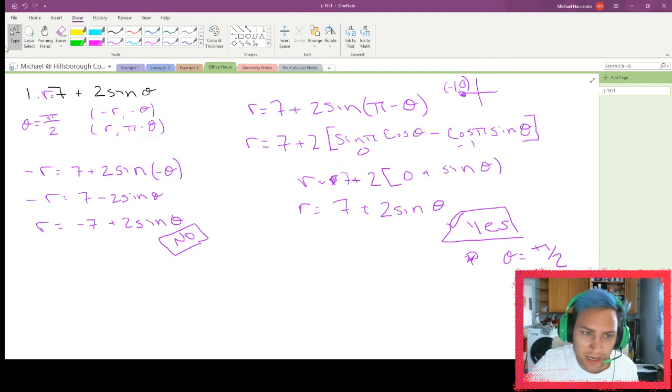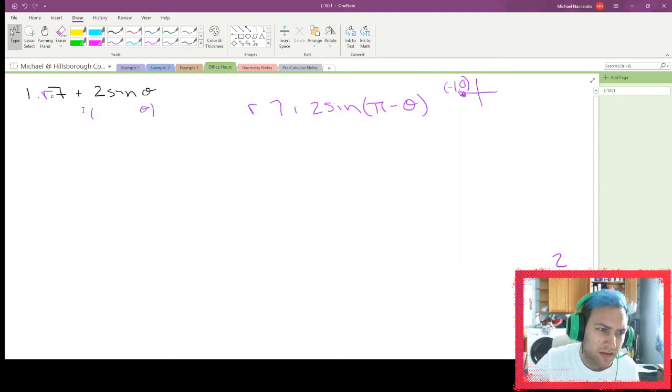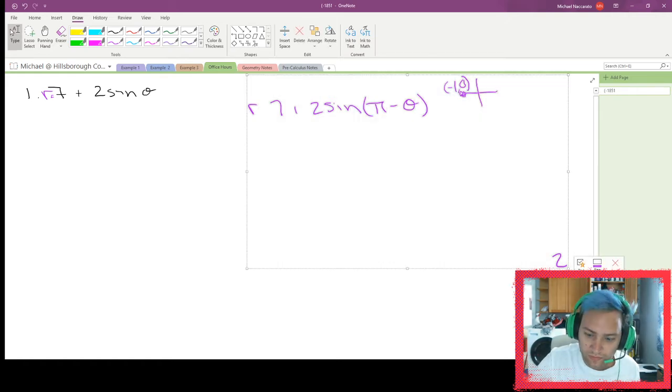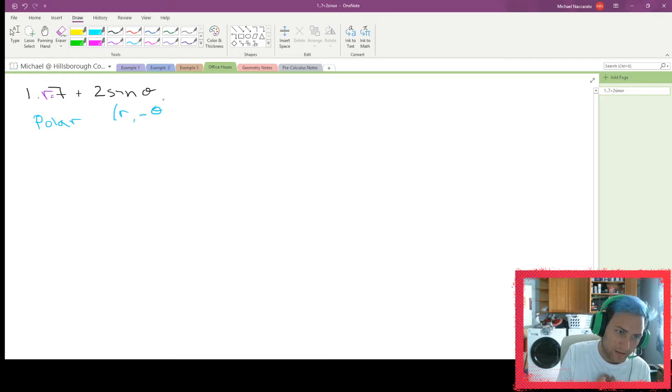All right, so now that we know that we have our theta equals pi over 2, let's go ahead and try the next set. Okay, so now I want to test if it has symmetry to the polar axis. Remember, to do the polar axis, what we're going to do is either replace it with r, negative theta, or we can replace it with negative r, pi minus theta. Either option. So let's start by doing r, negative theta.